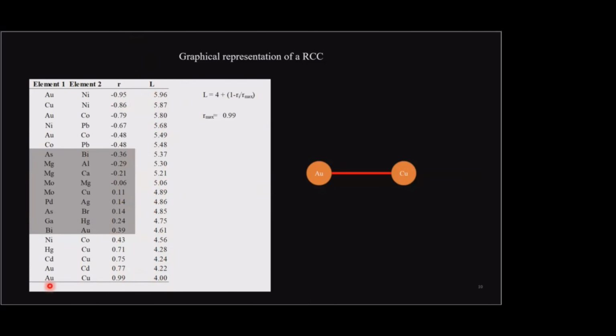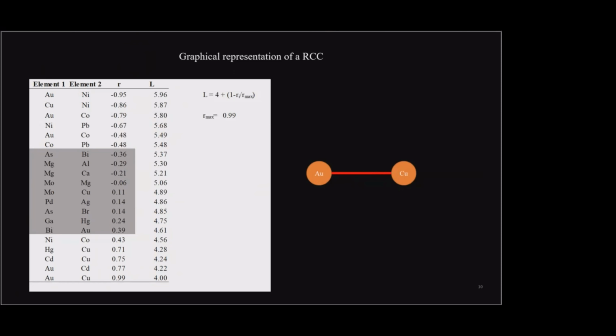So we start with gold and copper. We put a little circle for gold and copper, and we put them at 4 centimeters distance, and we join them with a straight line in red. That means that this correlation is significant and is positive.